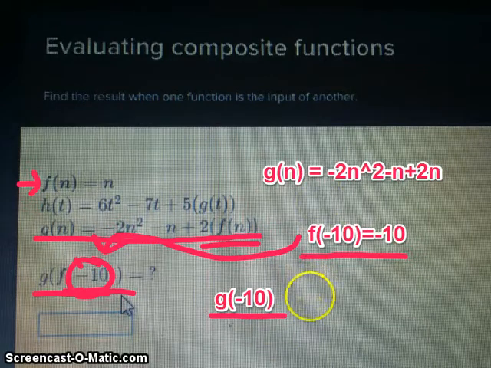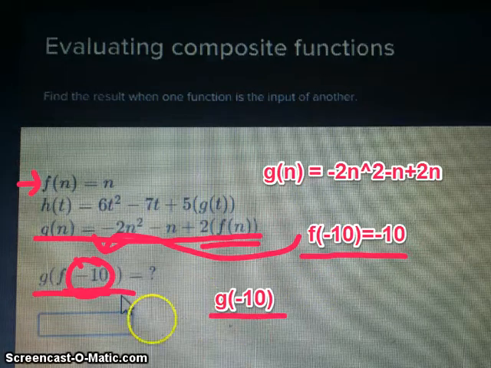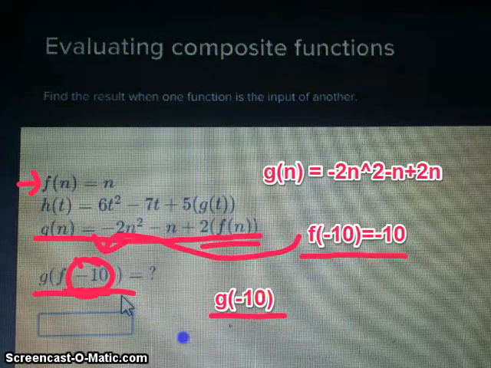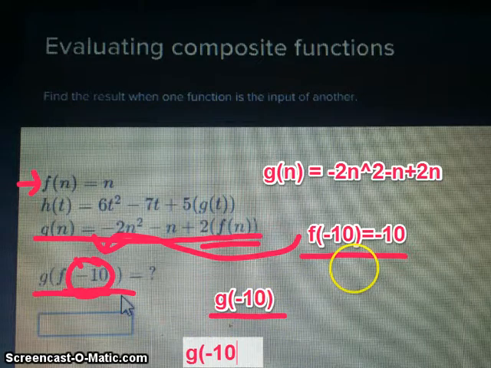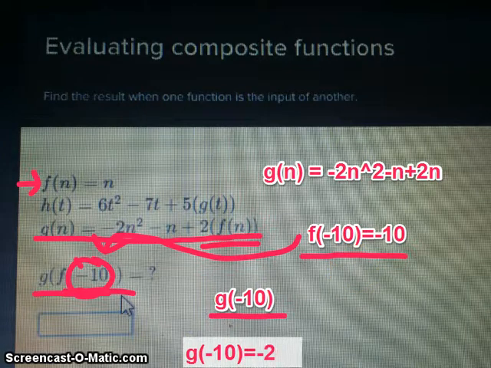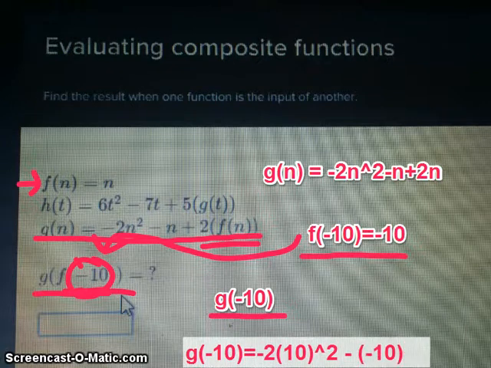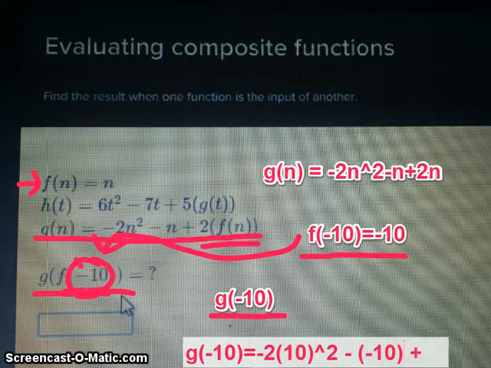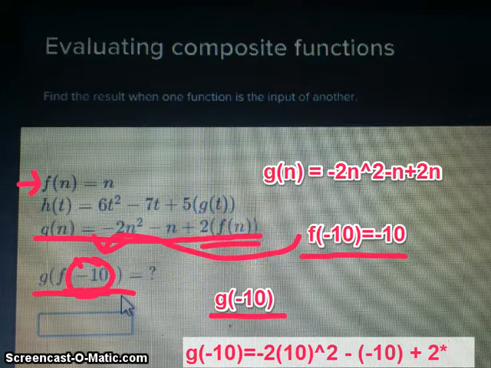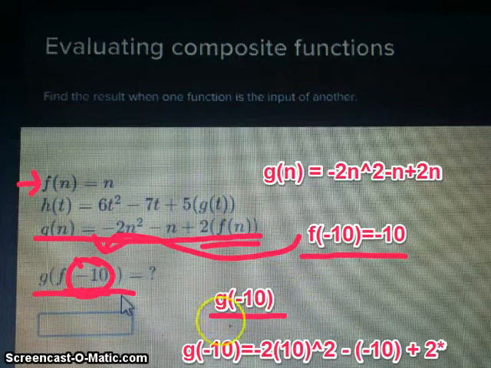So just to show you how that would look, it would be, let's see here, g of negative 10 equals negative 2 times 10 squared minus negative 10 plus 2. And now you see that the 2 here is multiplied by f of n. And in this case, you're plugging in negative 10 for n, for your variable.